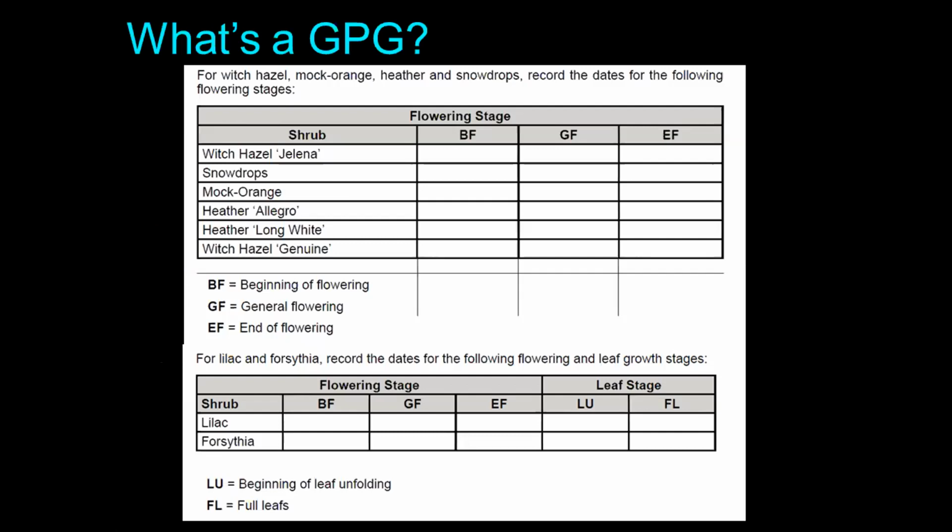At first, what GLOBE says we should observe. We should observe the beginning of the flowering, the general flowering and the end of flowering of these plants, and the lilac and forsythia. We should also observe the beginning of leaf unfolding and when the leaves have fully grown.